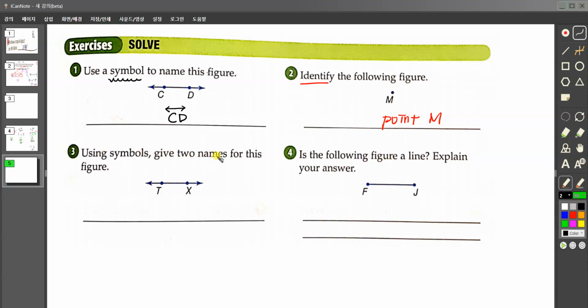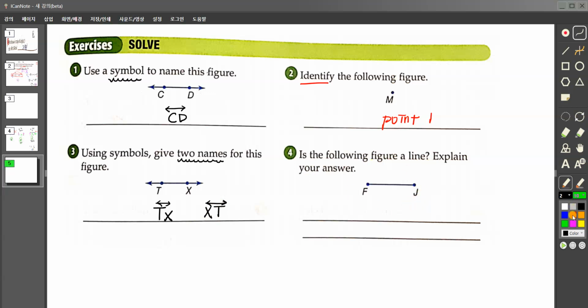Using symbols, give two names for this figure. Give two names. We can name it in two ways. TX, or XT. Yes, right, XT. That's correct.